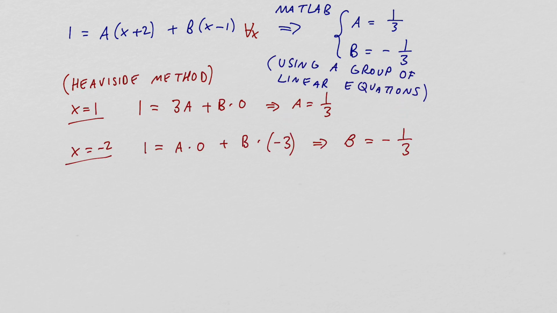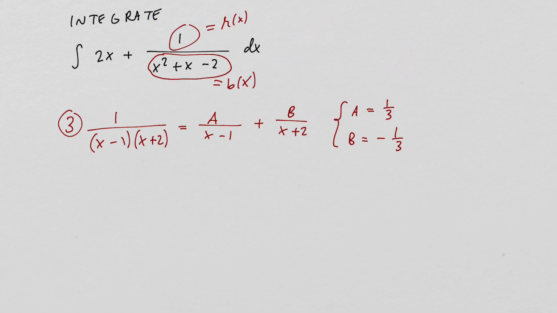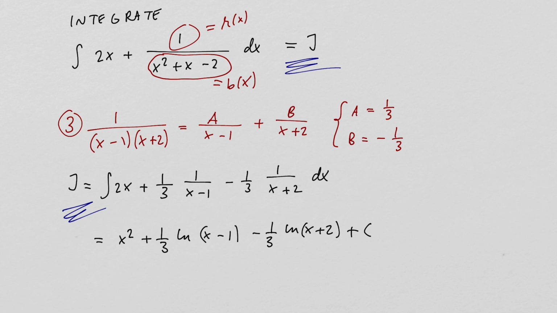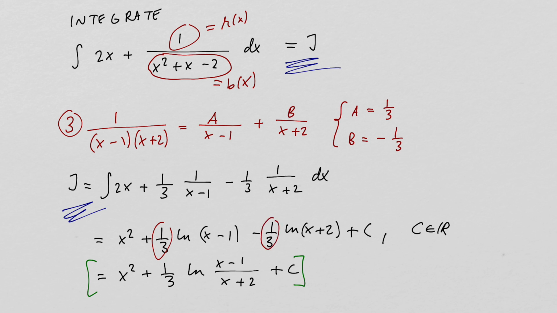So we can use a group of linear equations, or we can use this calculating by hand method. It is sometimes called the Heaviside method. Then we are ready to integrate. This is our integral. We were able to integrate, and because here is 1/3 and here 1/3, we can actually combine these logarithms. But this is not so necessary.